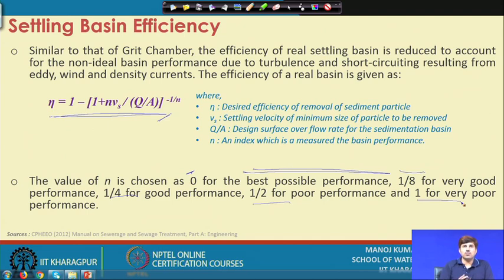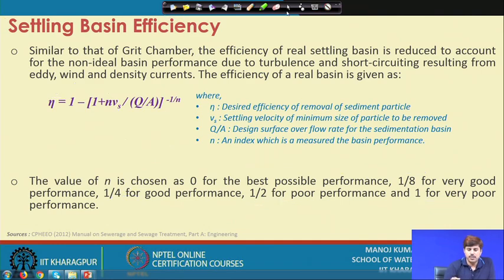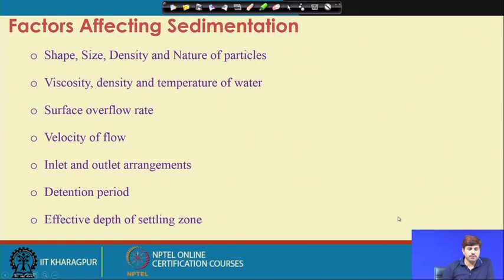So, based on this, if we consider a desired removal efficiency, we know the value of n, we know the settling velocity, we know the discharge. So, we can determine the area from here for a real settling basin and not the ideal one. So, that is how basically we can design or get the sedimentation part done.